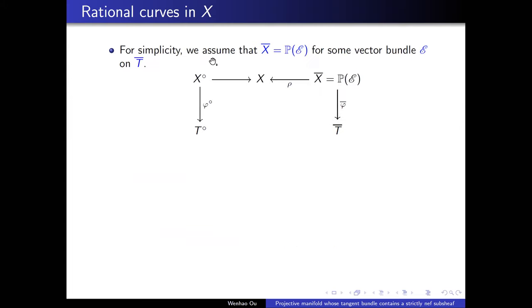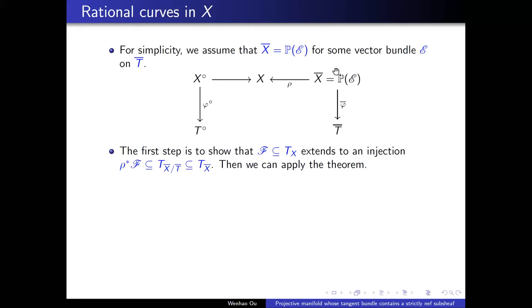Okay, so let's continue. For simplicity, I will assume something. We know that phi bar is a projective bundle. For simplicity of the presentation, I assume that this projective bundle is the projectivization of a vector bundle, so it's P(E). The first thing we need to show is that for F inside TX, if you pull back the sheaf F, you obtain a morphism from the pullback of F by rho into the pullback of TX by rho. But the pullback of TX by rho is of course not equal to TX bar. So what we are going to prove is that this pullback of F is indeed inside TX bar.